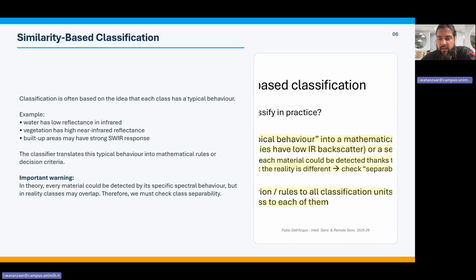So theoretically, we understood that the material could be detected by its specific spectral behavior, but there is a chance of the classes overlapping. And that's why we introduced the soft membership, like we have seen soft classification or fuzzy classification, which has a membership value. So that is really helping us to avoid the overlapping a little bit.